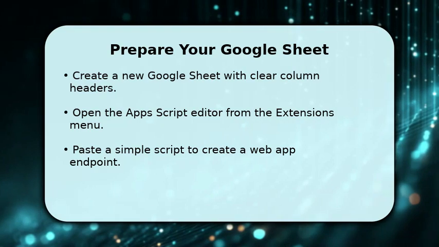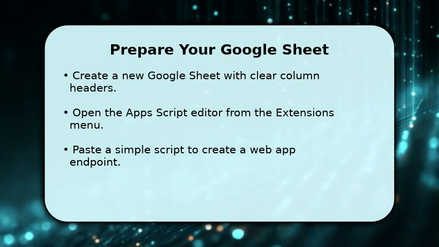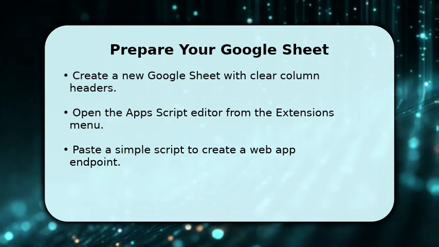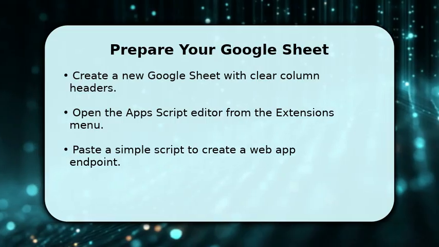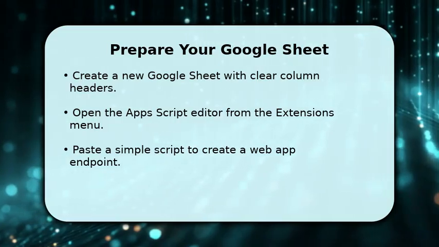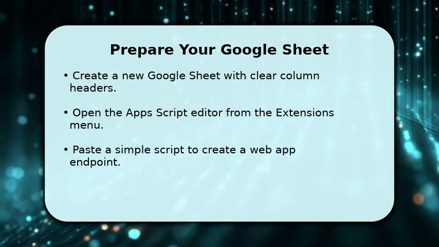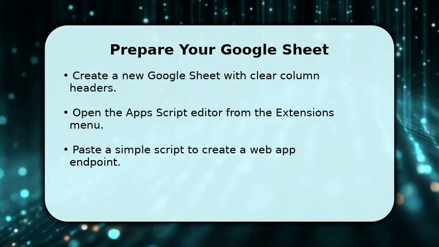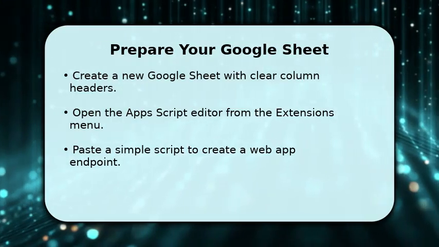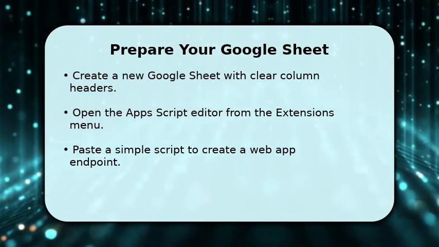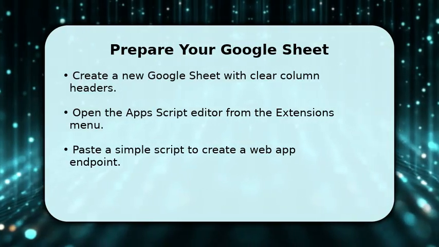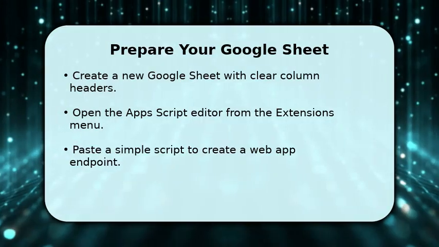First, let's prepare your Google Sheet to receive the data. Begin by creating a brand new Google Sheet and setting up your column headers. These headers should match the names of the fields in your Elementor form. Next, go to the Extensions menu, select Apps Script, and paste in a short script that will turn your sheet into a web application endpoint. Finally, deploy this script as a new web app, ensuring you grant all required permissions for it to function correctly.